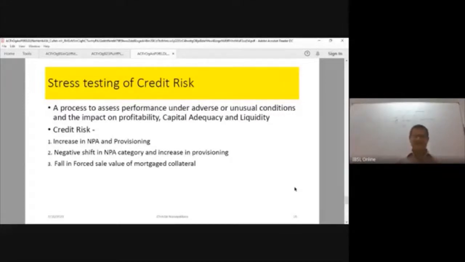Now, for credit risk, I will take a few scenarios. Increase in NPA and provisioning. We'll take a scenario. We have in the bank a portfolio. In that portfolio, we have three sectors. We'll say transport, tourism, and construction.